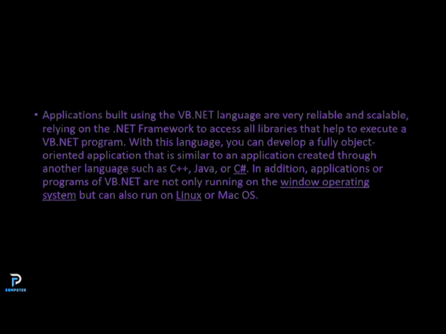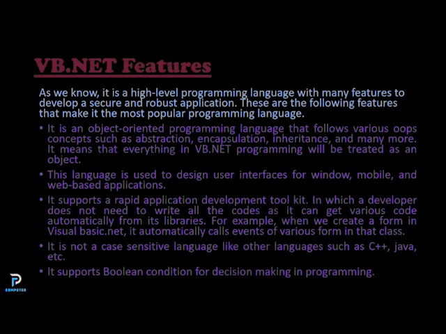VB.NET features. As we know, it is a high-level programming language with many features to develop a secure and robust application. These are the following features that make it one of the most popular programming languages. It is an object-oriented programming language that follows various OOP concepts such as abstraction, encapsulation, inheritance, and many more. It means that everything in VB.NET programming will be treated as an object.